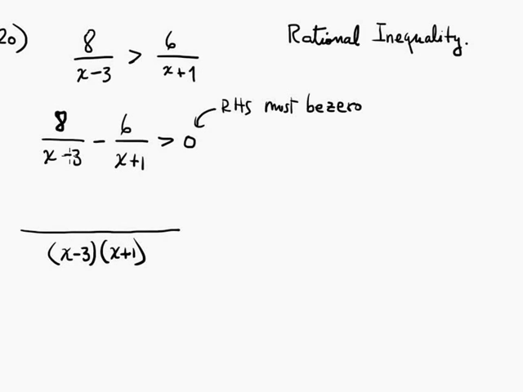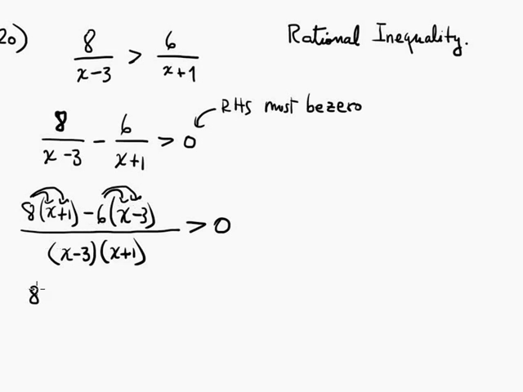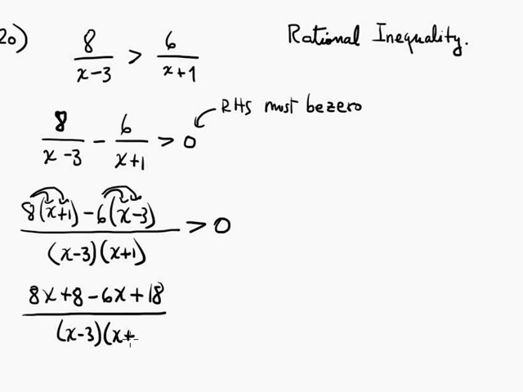Okay, this divided by this is x plus 1 times a minus 6 times x minus 3 greater than 0. The rest is combine, distributive property and combine like terms. It is ax plus 8 minus 6x plus 18 over x minus 3, x plus 1 greater than 0. Now combine like terms.